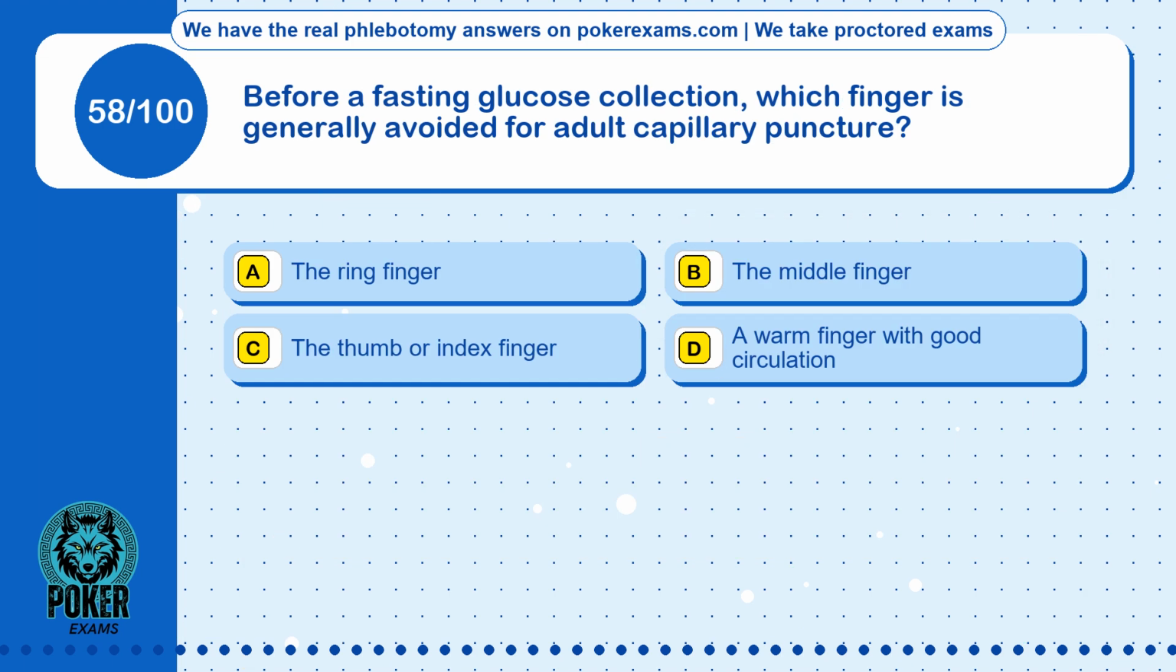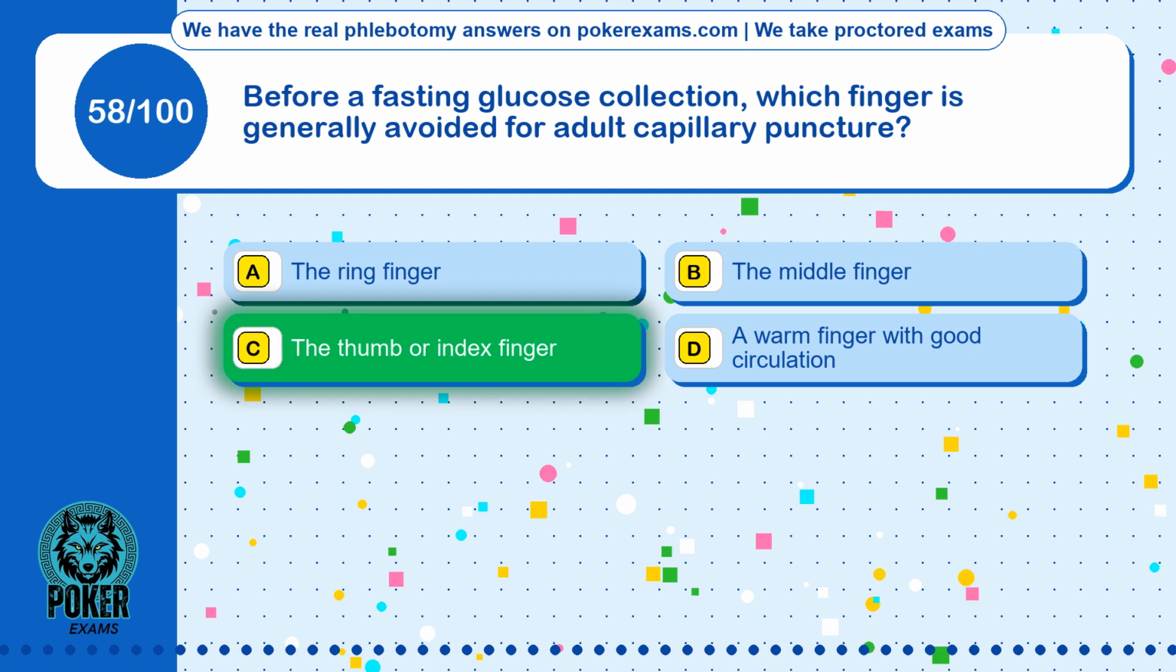Question 58. Before a fasting glucose collection, which finger is generally avoided for adult capillary puncture? Option A. The ring finger. Option B. The middle finger. Option C. The thumb or index finger. Option D. A warm finger with good circulation.